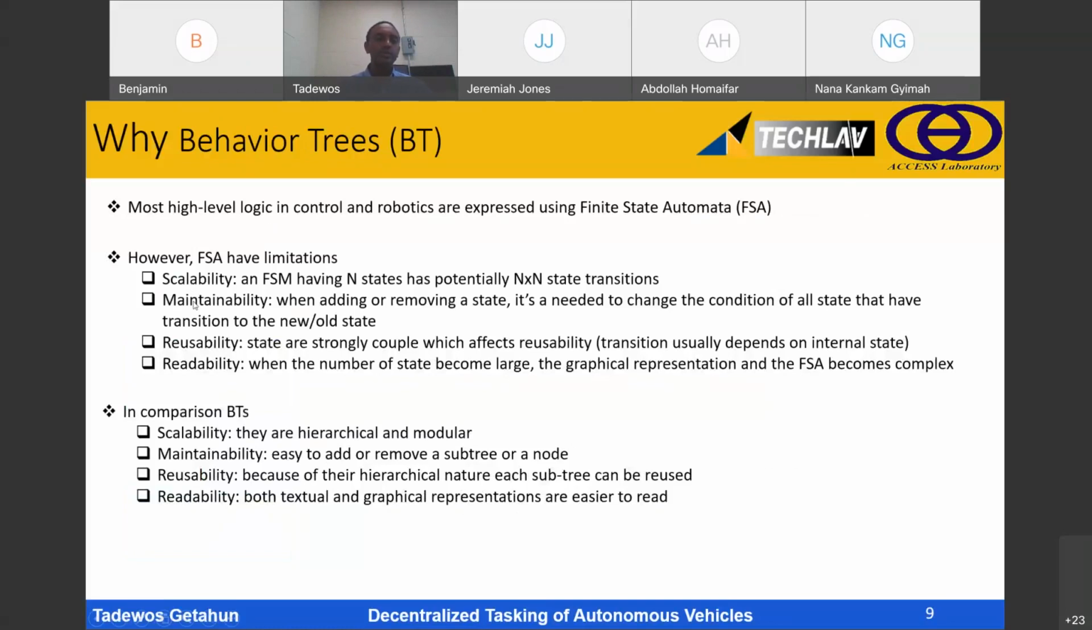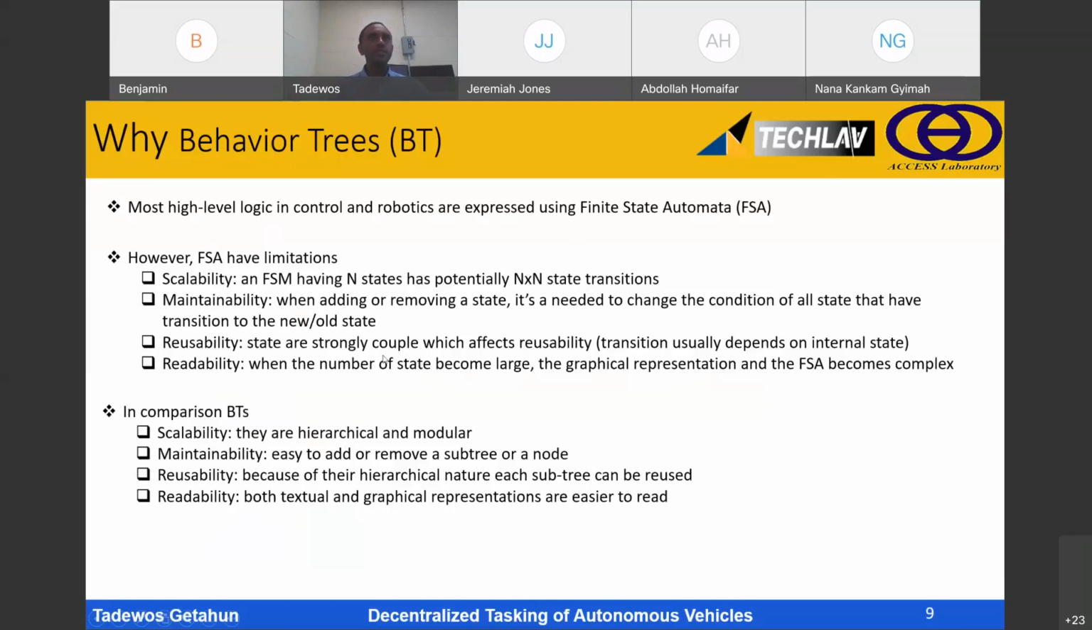Consider their scalability. If we consider a finite automaton having n states, the number of transitions will be at most n squared. So if we have a big transition system, the transitions will be huge. Maintainability: when adding or removing a state, we have to consider all the incoming and outgoing transitions, which can sometimes be tricky, and as humans, we might forget.